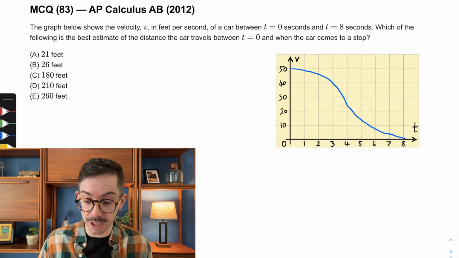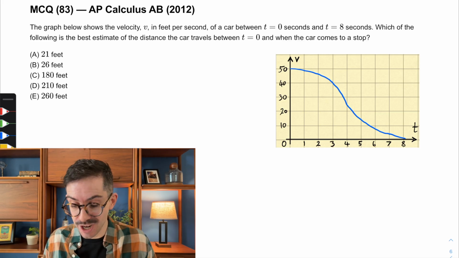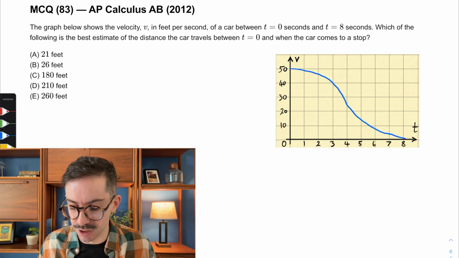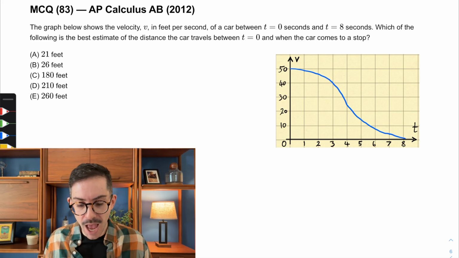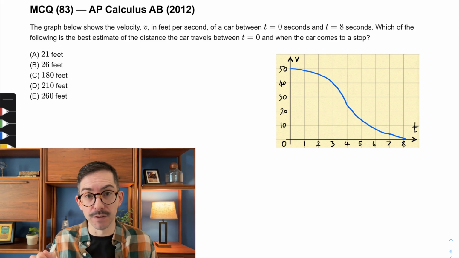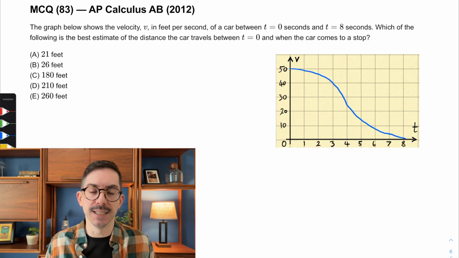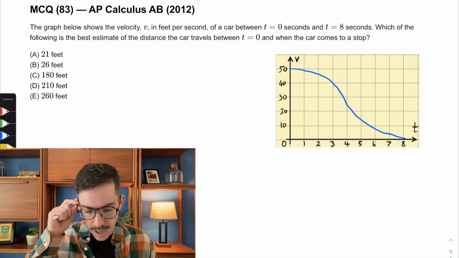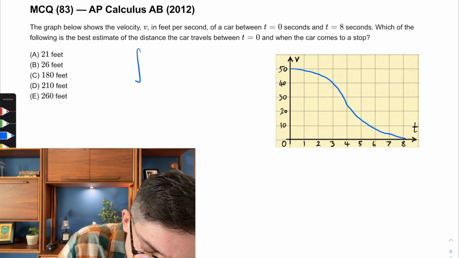In this problem, we're given the graph of a velocity of a car as it comes to rest over 8 seconds. You can see at t equals 8 in the graph, the velocity has dropped to 0. And we're asked to estimate the distance that the car has traveled between t equals 0 and that resting point at t equals 8. So the distance traveled is going to be an integral, right?